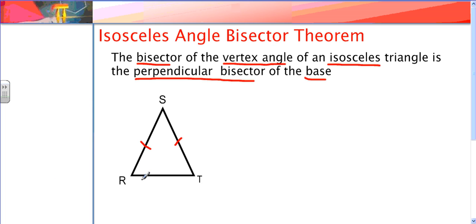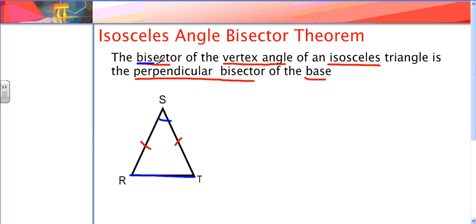The base then of this triangle would be the side that connects those two legs. So RT would be the base. The vertex angle would be the angle that connects the two legs. So angle S is the vertex angle.